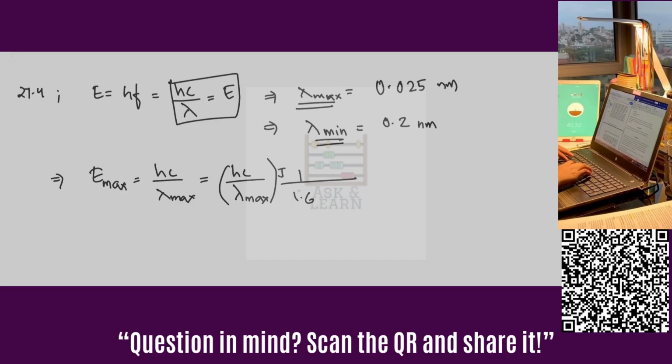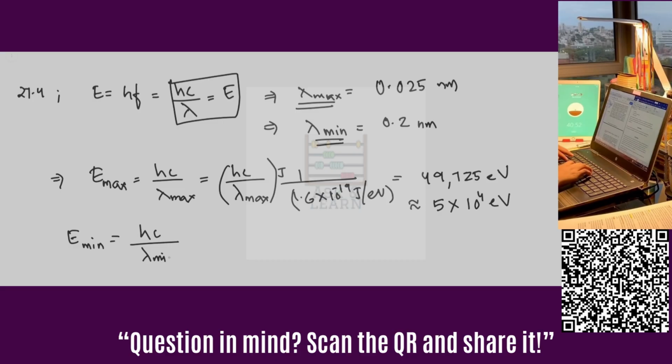So this is basically in joules. So we need to divide it by a number that corresponds to how many joules there are in 1 electron volt. And then we get the answer to be 49,725 electron volt, and we can take an approximation and write this to be 5 times 10 to the power 4 electron volt. Now we do the same for the minimum energy.